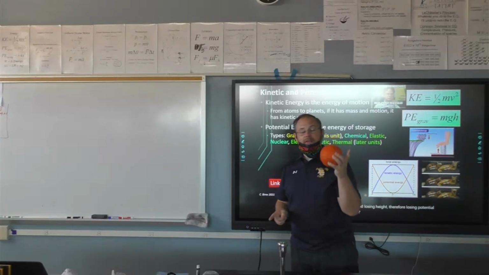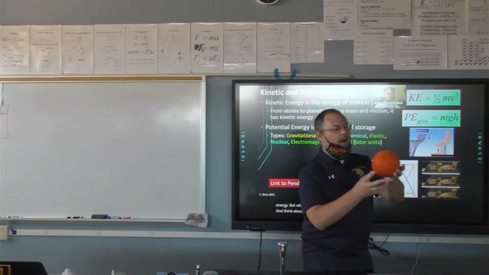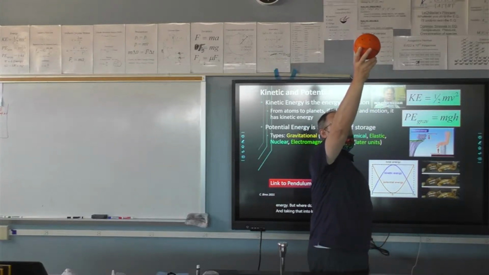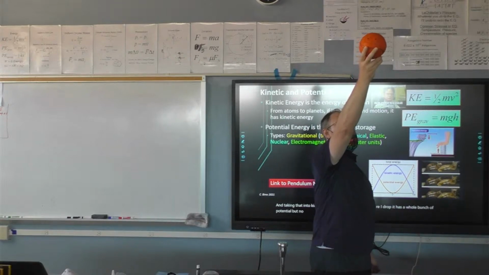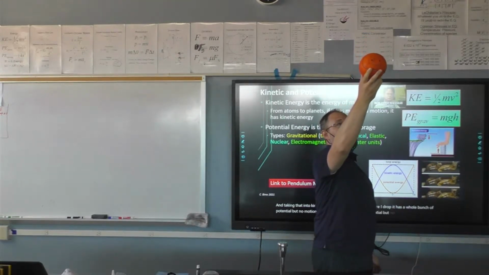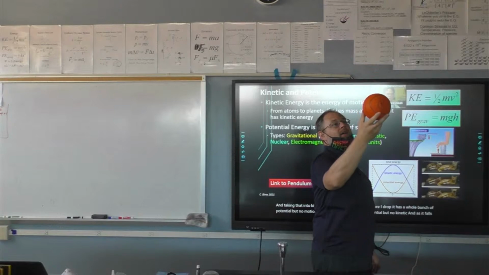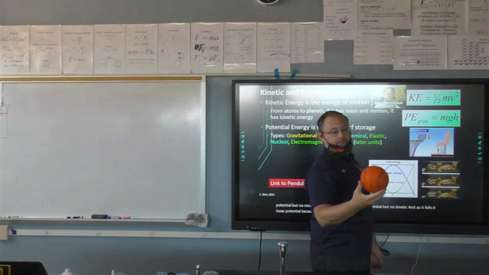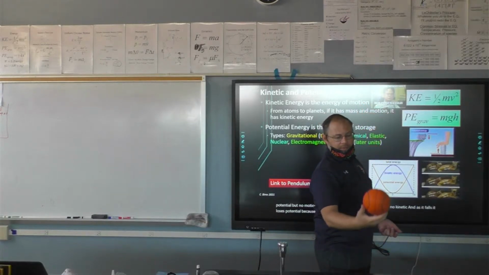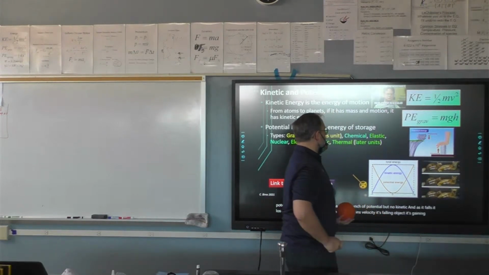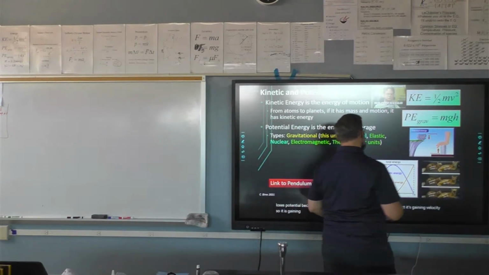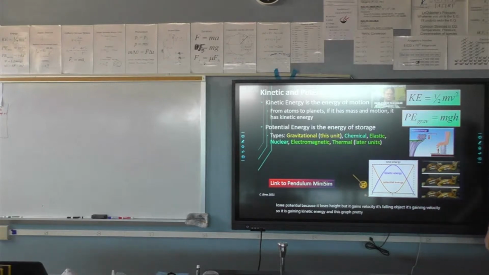Into kinetic energy, exactly. So up here, before I drop it, it has a whole bunch of potential, but no motion. So it has a whole bunch of potential, but no kinetic. And as it falls, it loses potential because it loses height, but it gains velocity. It's a falling object. It's gaining velocity, so it is gaining kinetic energy. And this graph pretty well describes how it works.